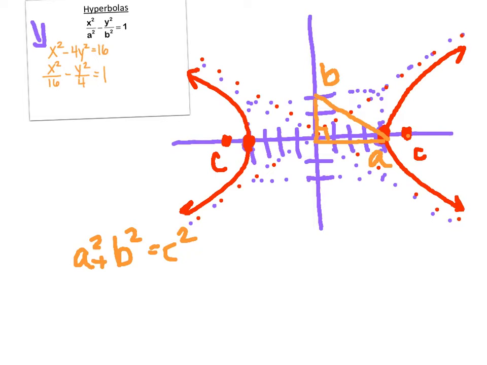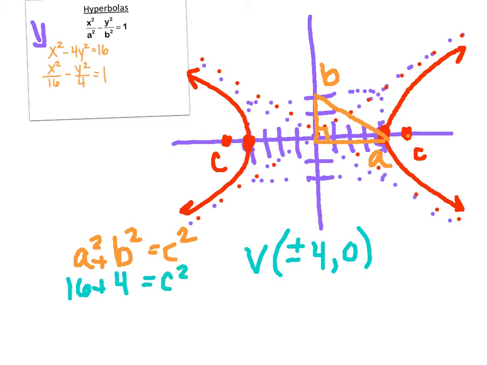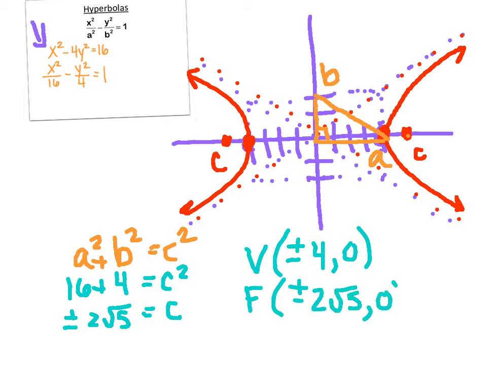So here's our equation, and I could ask you all sorts of things. I can ask you the vertices, and so the vertices on this equation are plus and minus 4, 0. I can ask you for the focal points, or the foci, and so 16 plus 4 is equal to C squared. So C is going to be equal to the square root of 20, or 2 root 5, plus or minus. So the foci, because they're from the origin, are plus or minus 2 root 5, 0. And then we have one more piece that we need to add.